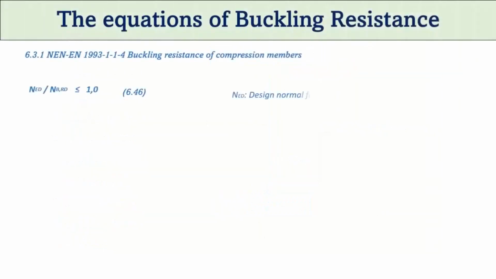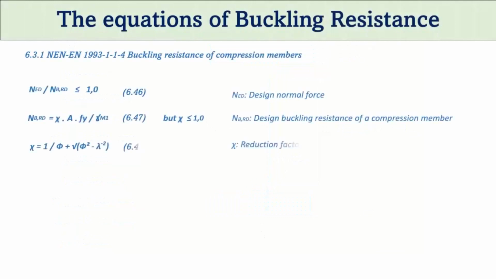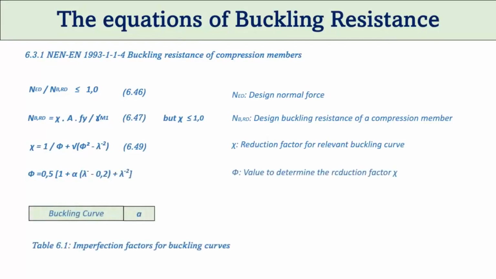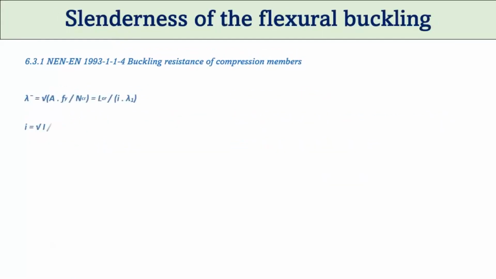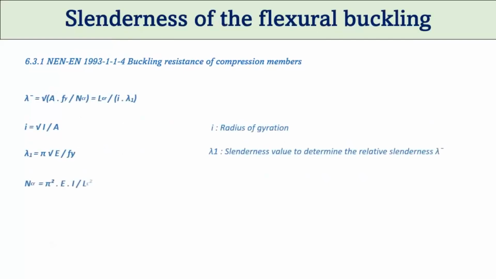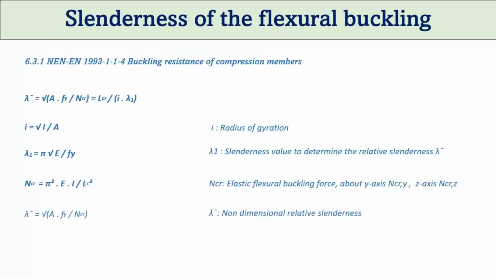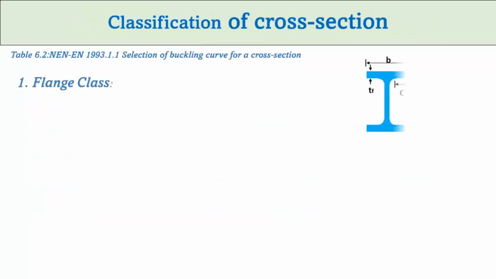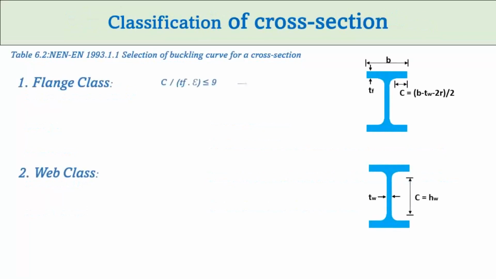Here you follow the calculation procedure to determine the design buckling resistance Nb,Rd for the compression element. The buckling curve is required to determine the imperfection factor alpha. And here are the equations to determine the slenderness of the flexural buckling, needed to determine the design buckling resistance. Classification is needed to determine the design buckling resistance of the cross section.